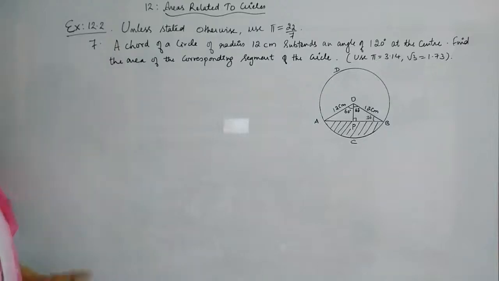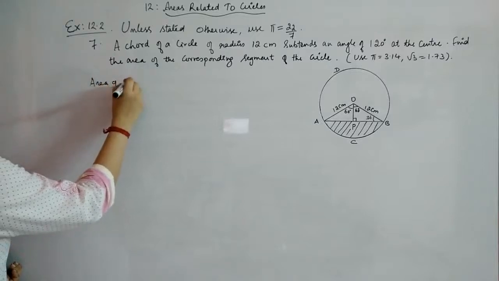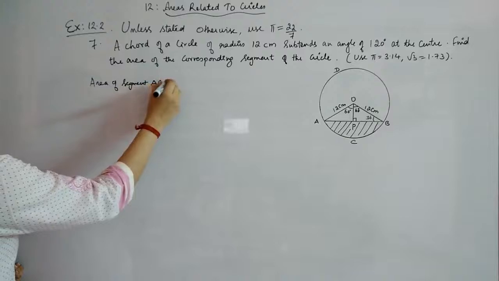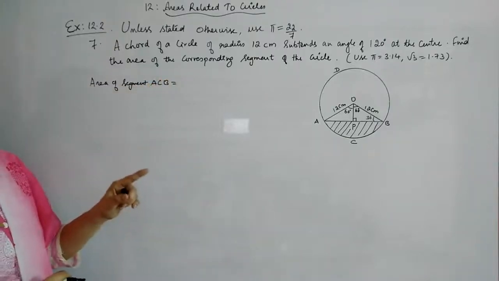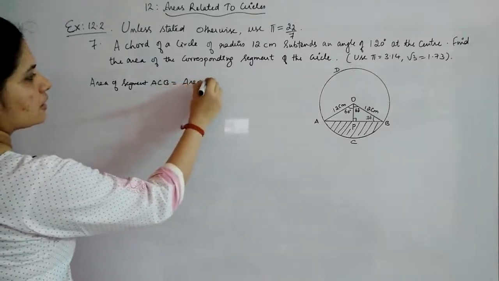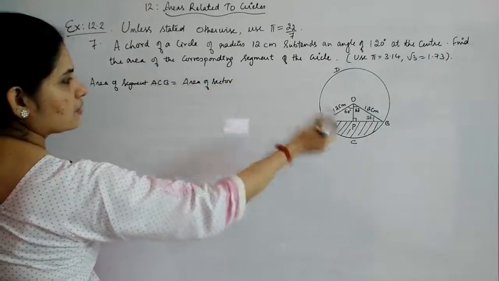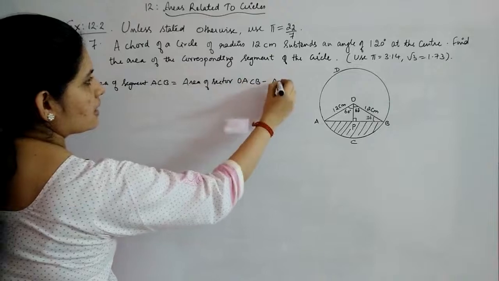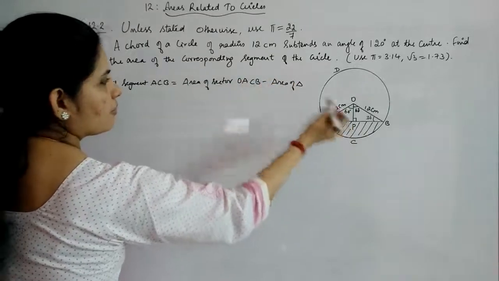Area of the segment ACB is equal to, how will you find out? Area of the corresponding sector minus area of the triangle. What is area of the corresponding sector? Area of sector OACB minus area of triangle OAB.